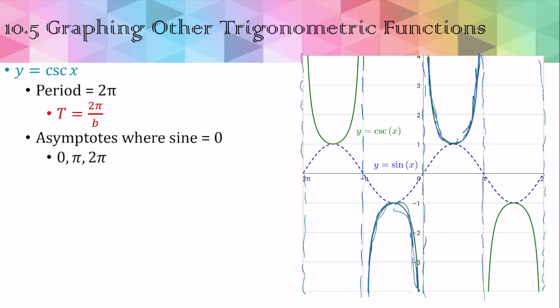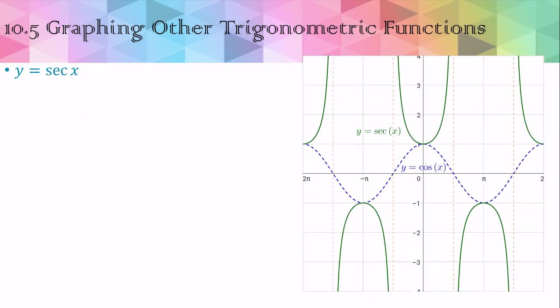So in this case, there's 0, pi, and 2 pi. So how you graph these is you graph sine and the asymptotes, and then you draw little loopies so that they touch the tops and bottoms of the sine.